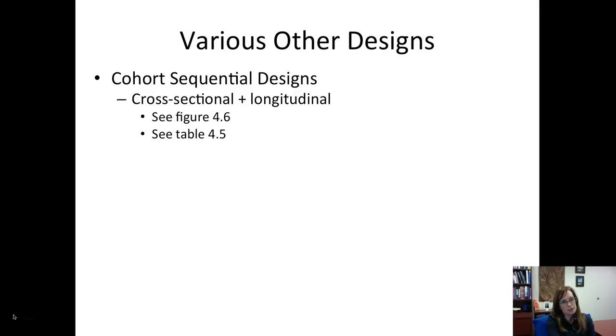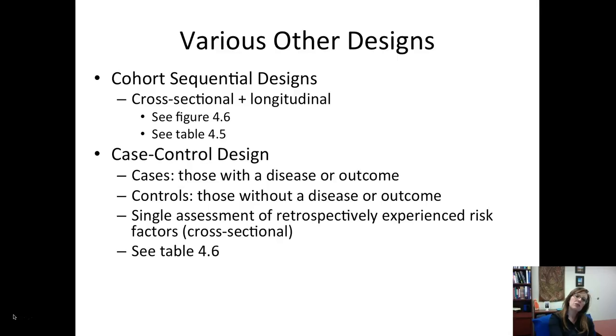So you have cohort sequential designs, which are a combination of cross-sectional and longitudinal designs. You have case control designs, where you are comparing cases, who are usually those with some sort of a disease or outcome, to people without that disease or outcome. Typically it's a cross-sectional design, a single assessment of some retrospective account of their lives and their experience of risk factors, things like this.